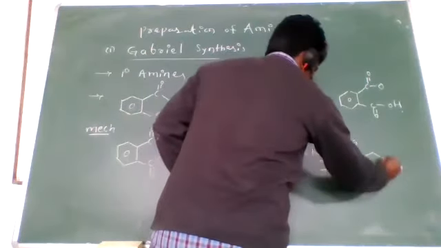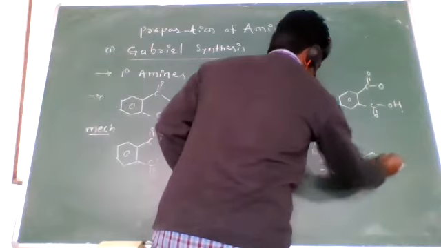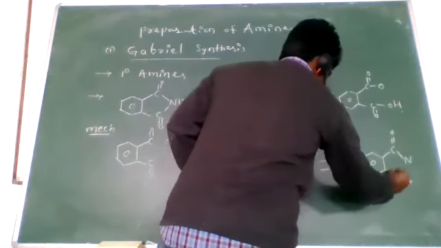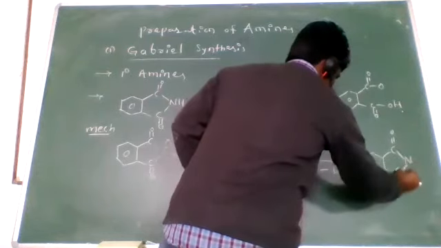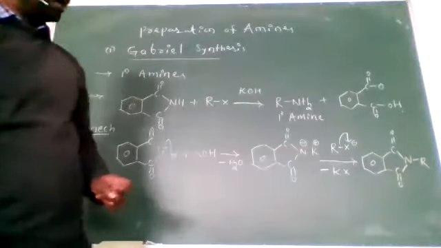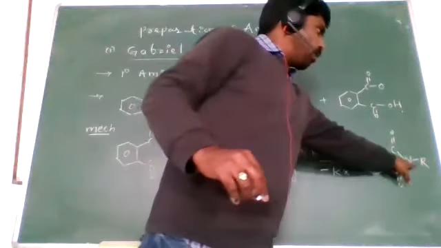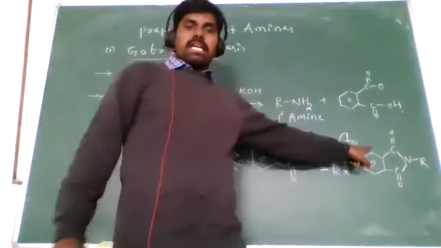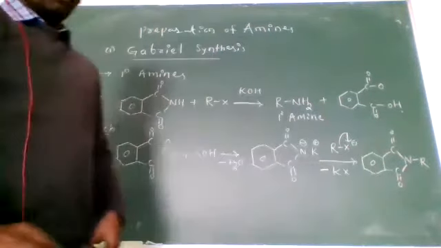What remains here? This is C double bond O, N R. This is an N-alkyl phthalimide. Now the alkyl group is bonded with the nitrogen, so that's why it is an N-alkyl phthalimide.